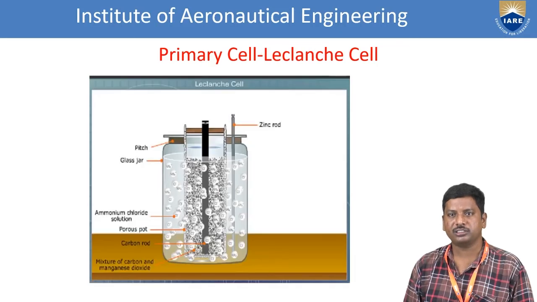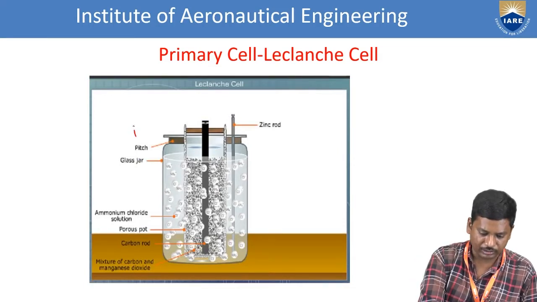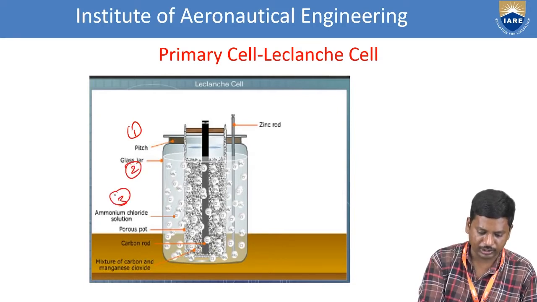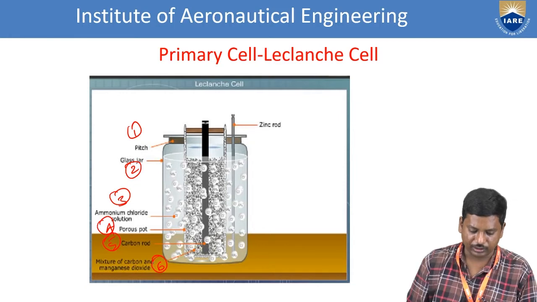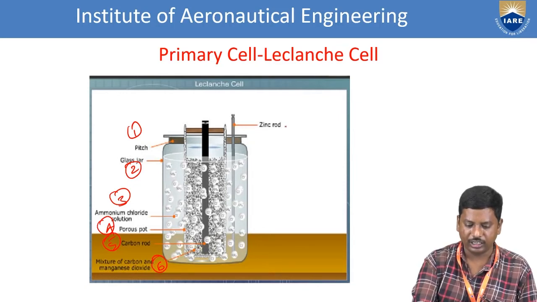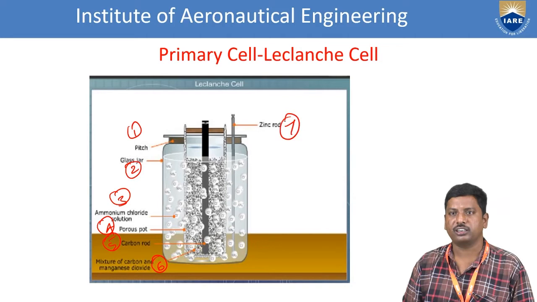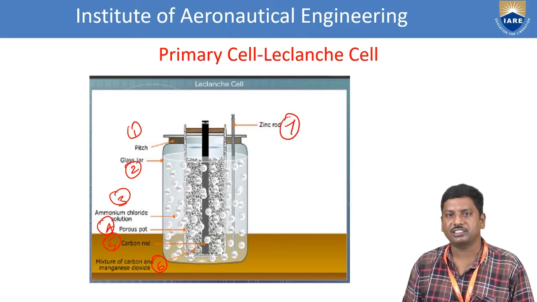The Leclanche cell can also be seen as a jar model type. How many components does it contain? The first is the pitch component, the second is the glass jar, and the third is the ammonium chloride solution. The fourth is the porous part, the fifth is the carbon rod, the sixth is the mixture of carbon and manganese dioxide, and the seventh is the zinc rod. So these are the components present in the jar type Leclanche cell.